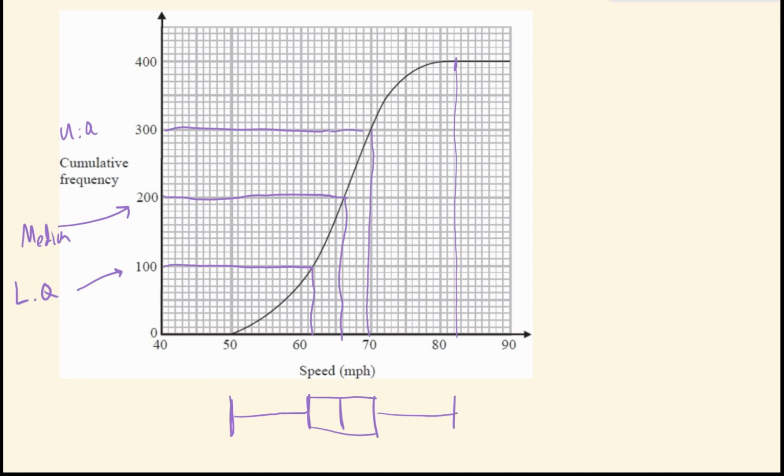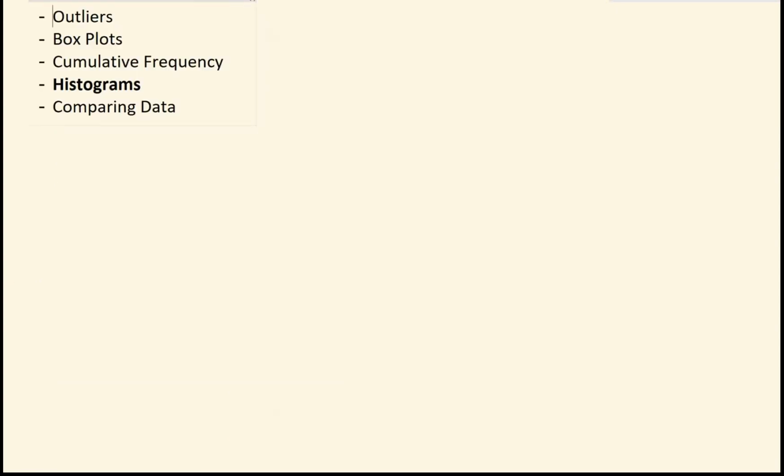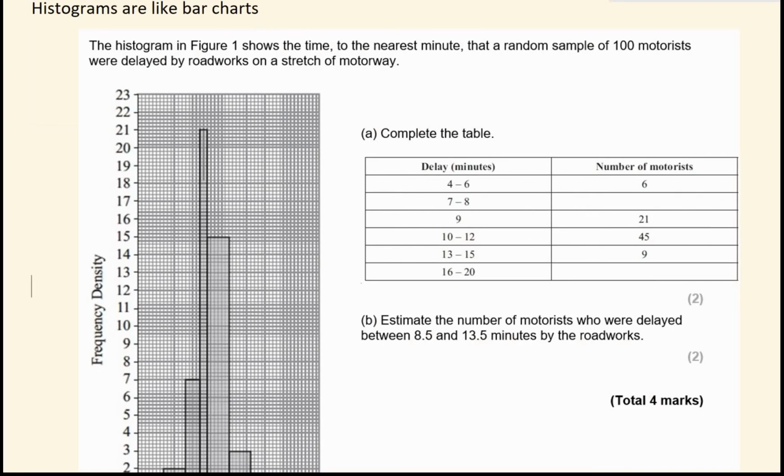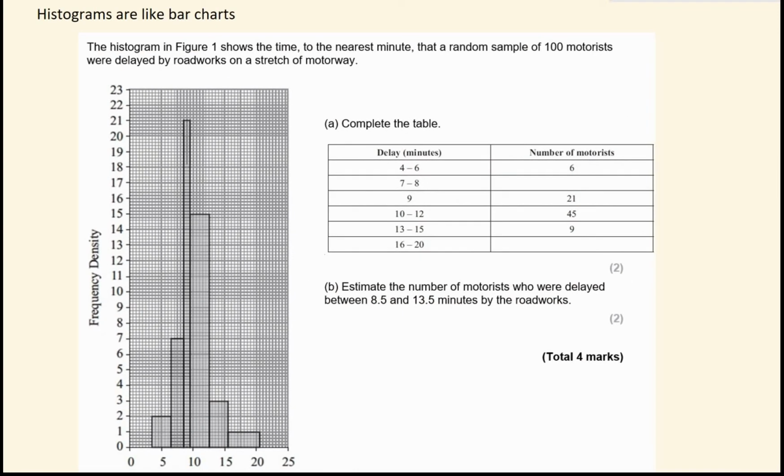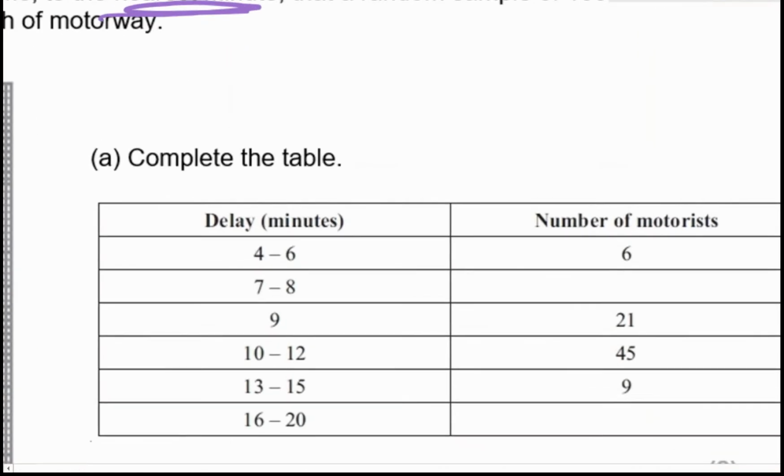Again, it should mostly be GCSE stuff, so it shouldn't be a challenge. Histograms, again GCSE stuff, are like bar charts of variable width. One thing that might throw you is when we do a bunch of times, we round to the nearest minute. So here, delay in minutes was 4 to 6. That's not entirely true, because the rounded is actually 3.5 to 6.5.